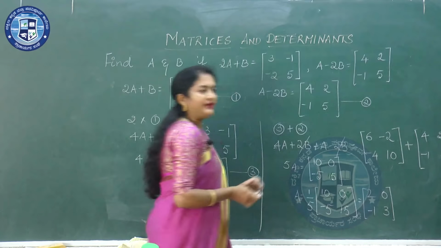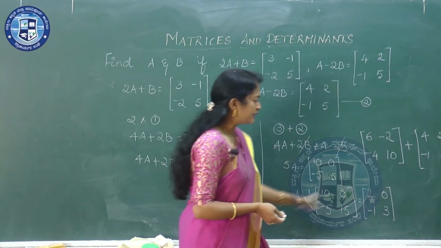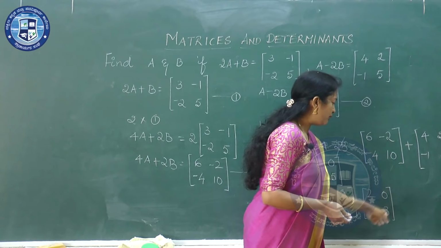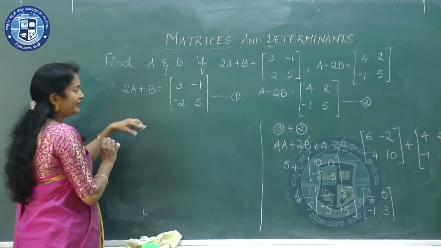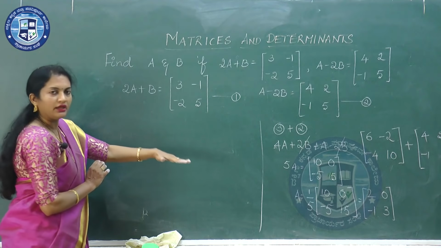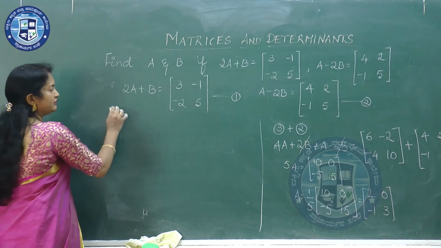So this is the matrix A. Matrix A is [2, 0; -1, 3]. Now we will find what is B. We got A, we will find B. To find B, we will substitute A in this equation.